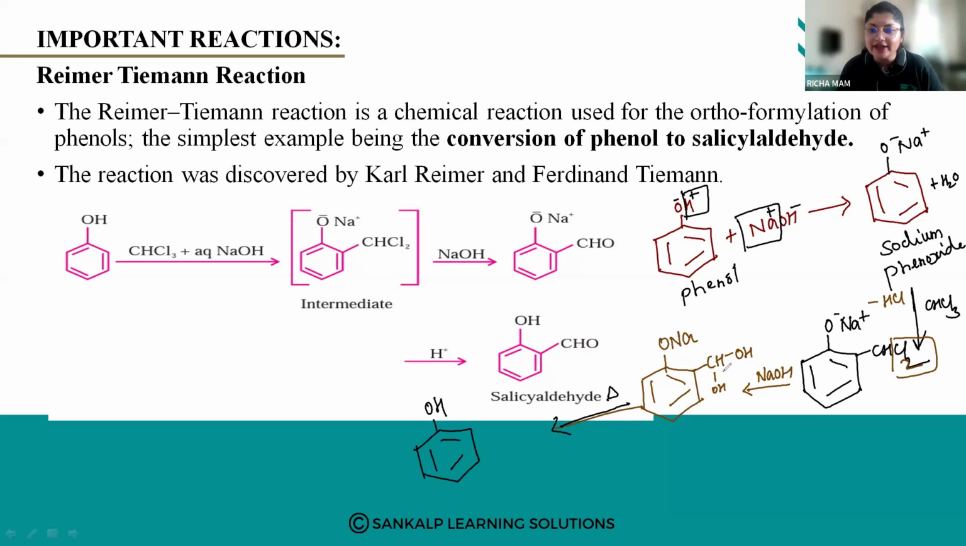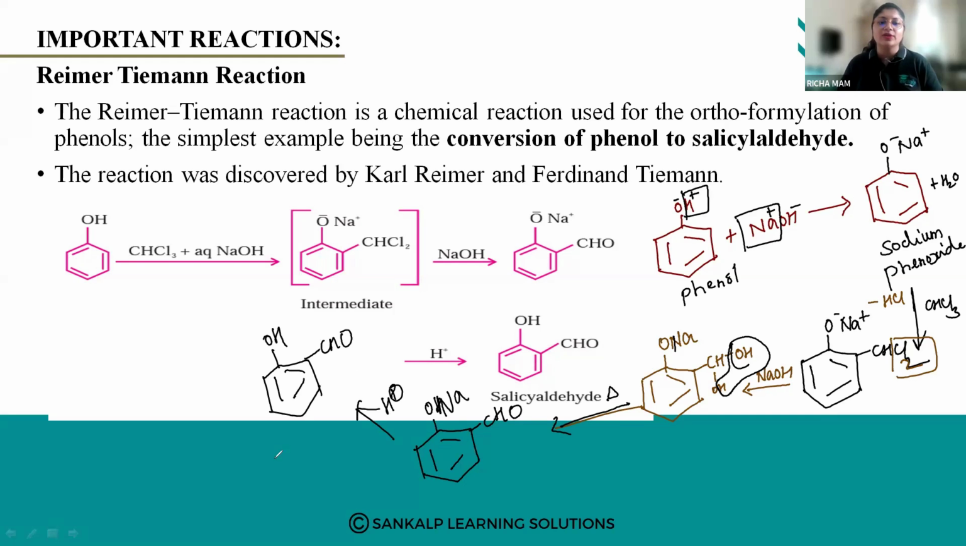After heating, water is lost, H2O will be left, so here I'll get CHO. Still ONa is there, so again I'll do acidification and get back the H plus, giving OH and CHO. Got it? The name of this is salicylaldehyde.